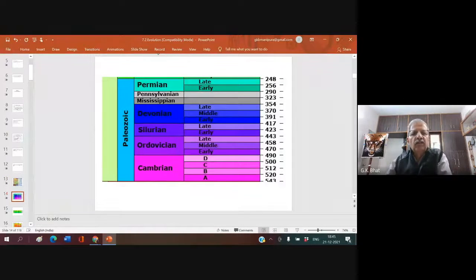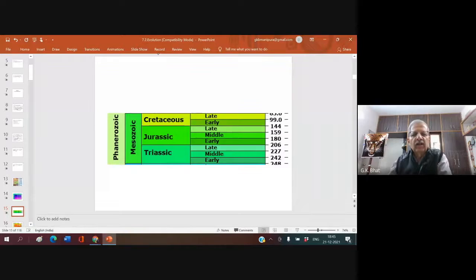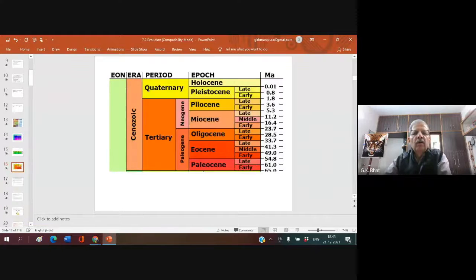Look here. This is the Paleozoic era, and these are the periods: Cambrian, Ordovician, Silurian, Devonian, Mississippian, Pennsylvanian, Permian, and these are the epochs. Again, the Mesozoic era had Triassic, Jurassic, Cretaceous periods, and these are early, middle, late epochs, smaller units. And this is the Cenozoic era, the era for mammals. In this, again, you come across two periods: Tertiary period and Quaternary period.